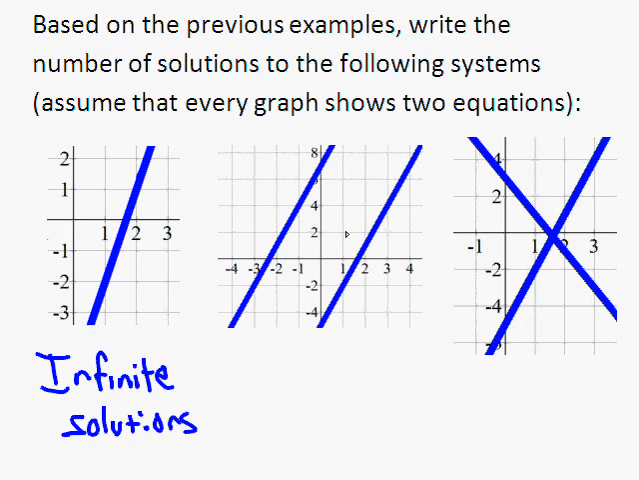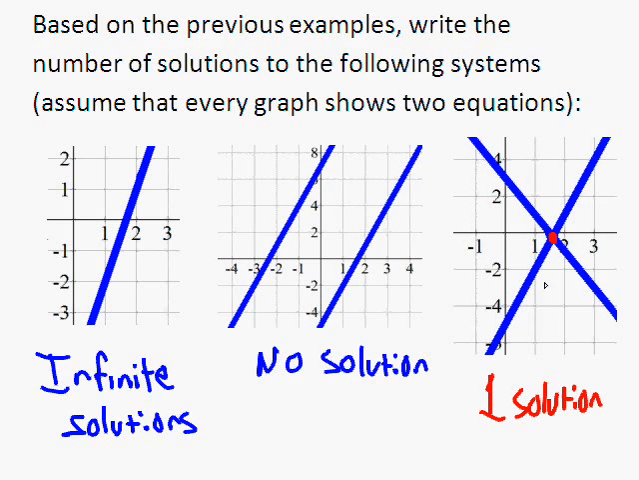The second one, notice the lines are parallel to each other. They have the same slopes. You could have counted rise over run to verify that. So this one would have no solution. And the third one, they intersect each other at just one point. So for the third one, we would say that there would be one solution.